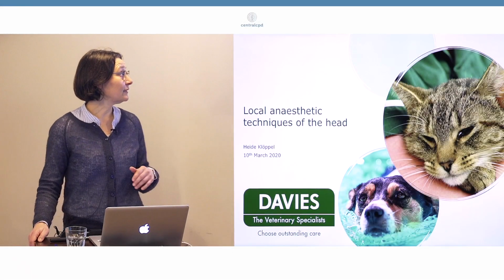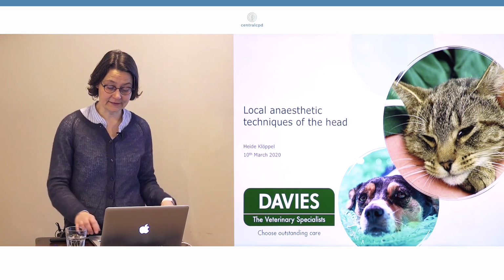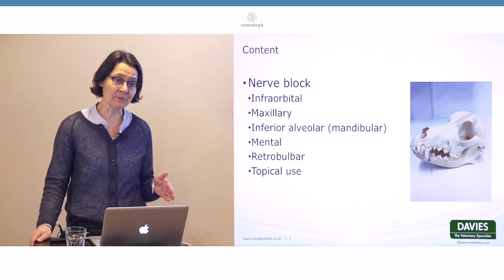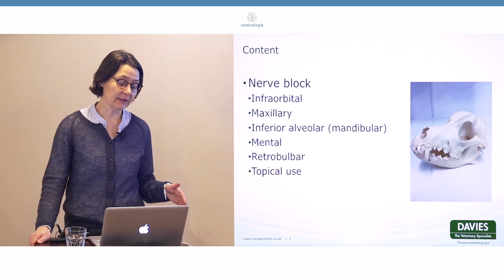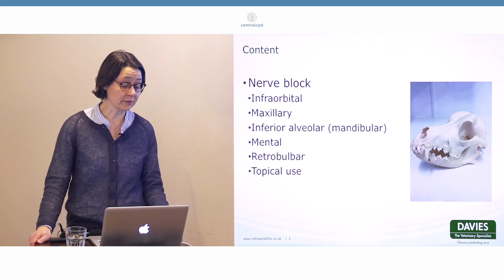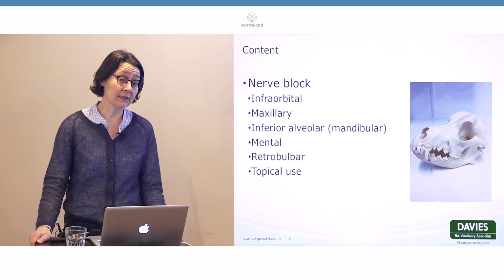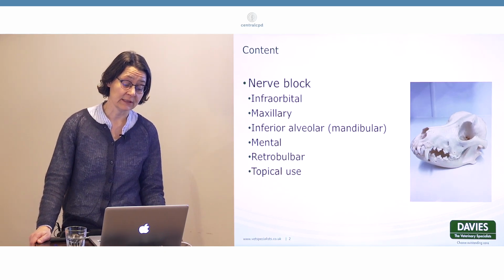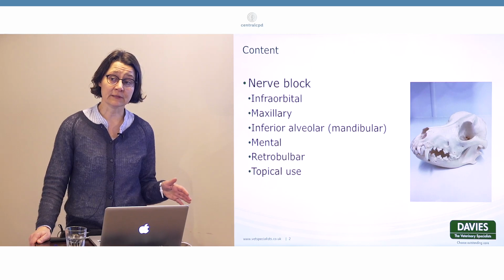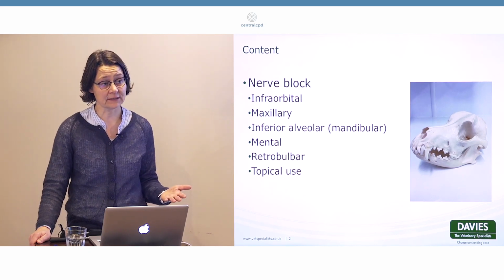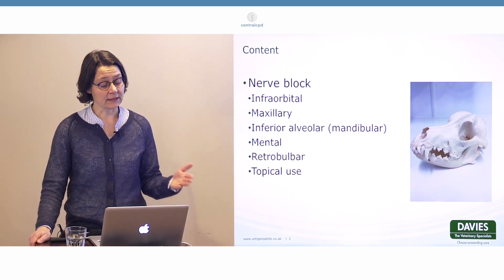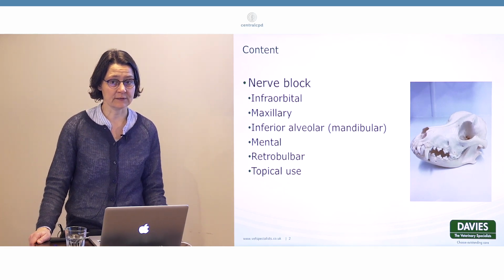So yeah, we'll start with local anesthetic techniques of the head this morning. So mainly it will be nerve blocks, so the infraorbital, the maxillary, the inferior alveolar or mandibular nerve block, the mental block. We talk about the retrobulbar block as well, which is probably a bit more of an advanced technique, and some topical use as well.